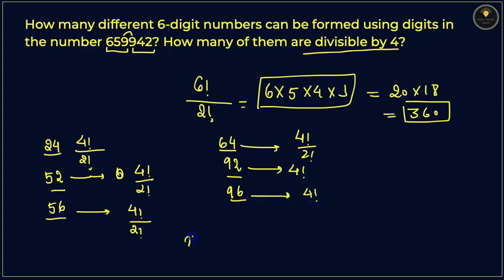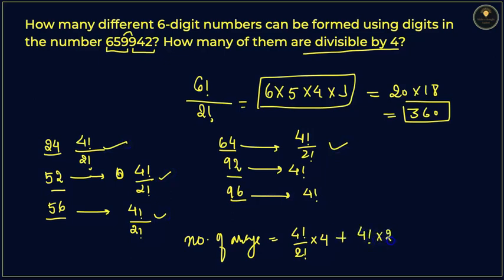So now we will understand what is the total number of arrangements that you will get. You will write it as 4 factorial by 2 factorial, multiplied with 4, because 4 factorial by 2 factorial comes 4 times. And 4 factorial comes 2 times, so we will multiply 4 factorial by 2.